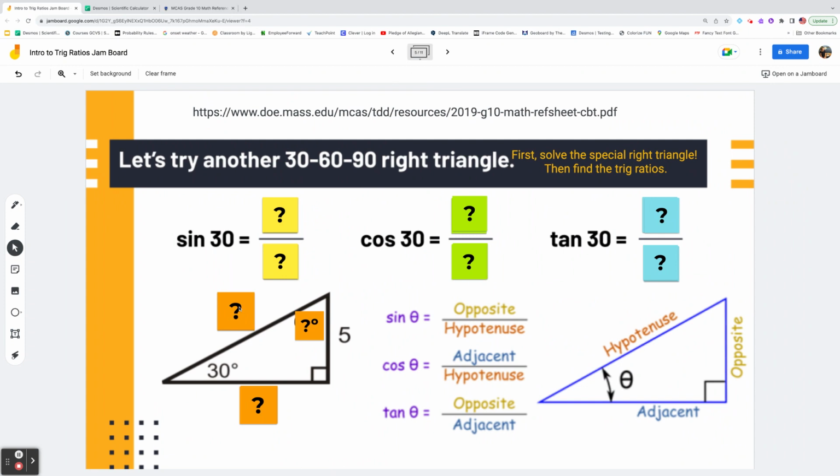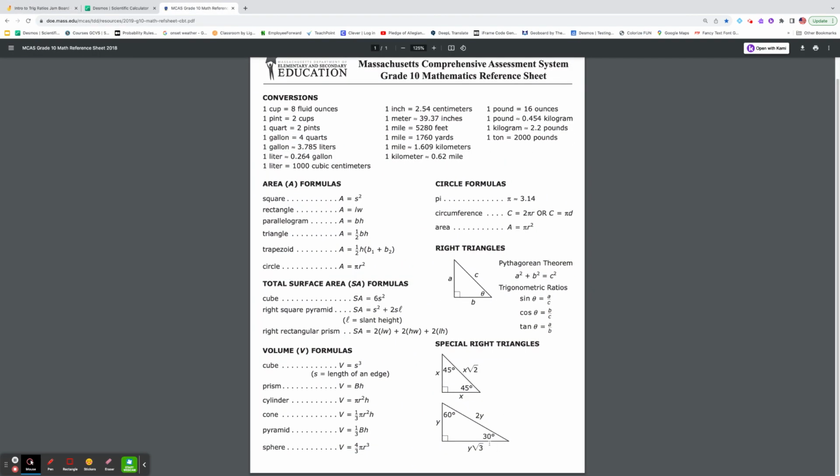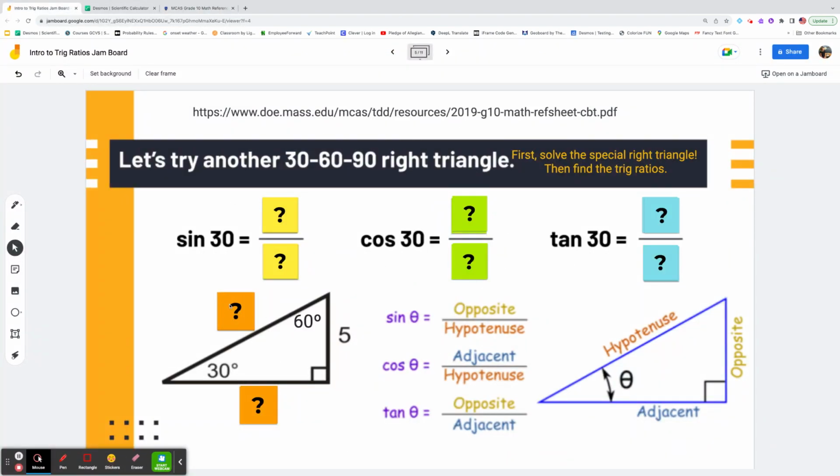Well, let's think about our relationship with the 30, 60, 90. This one is definitely 60, right? If you remember, we have our MCAS reference sheet. And down at the bottom, we have our 30, 60, 90. If we know the short side length, the side opposite the 30, then the hypotenuse is double that. And the long leg is the short leg times root 3. So with that in mind, this hypotenuse would be double the short side length. So the hypotenuse would have to be 10. And this base, this longer leg, would be the shorter leg times root 3.